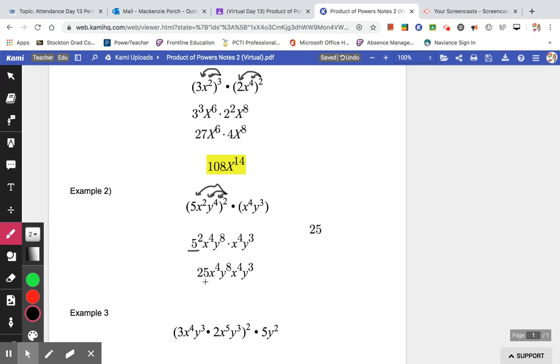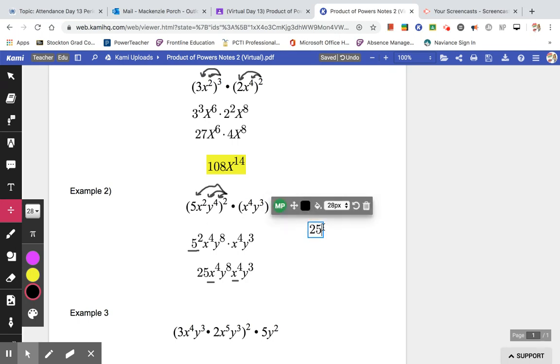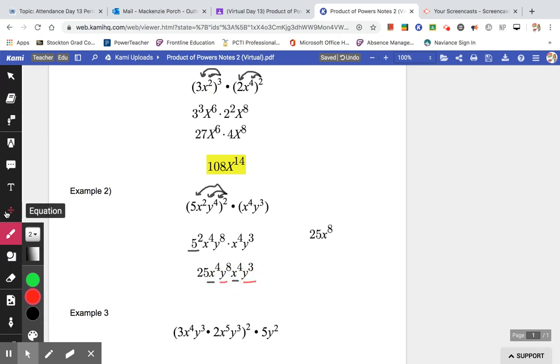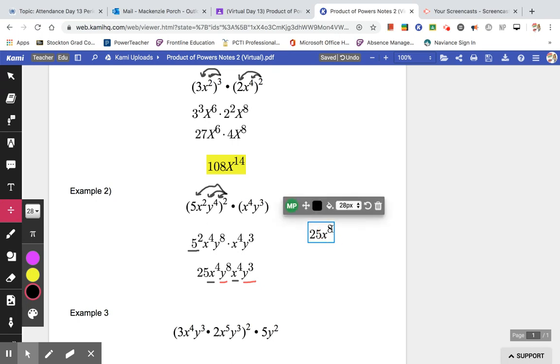bases. So remember, x to the 4th and x to the 4th can be simplified by adding 4 plus 4 and getting x to the 8th. And then we can also add y to the 8th and y to the 3rd, and we'll go ahead here and get y to the 11th. So this is our final answer here, completely simplified.